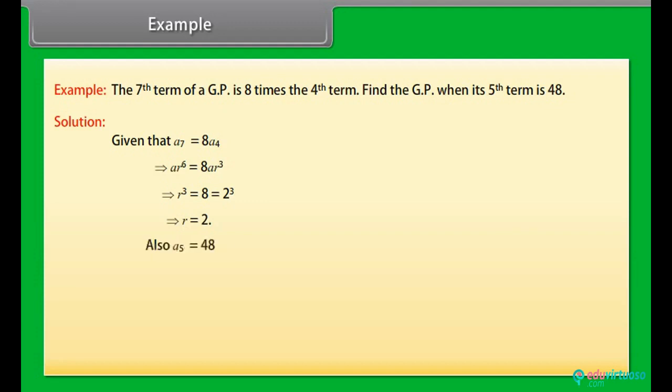Also, a5 is equal to 48. It implies a into r raised to power 4 is equal to 48, or 16 into a is equal to 48. It implies a is equal to 3. Hence, the required GP is 3, 6, 12, 24, and so on.